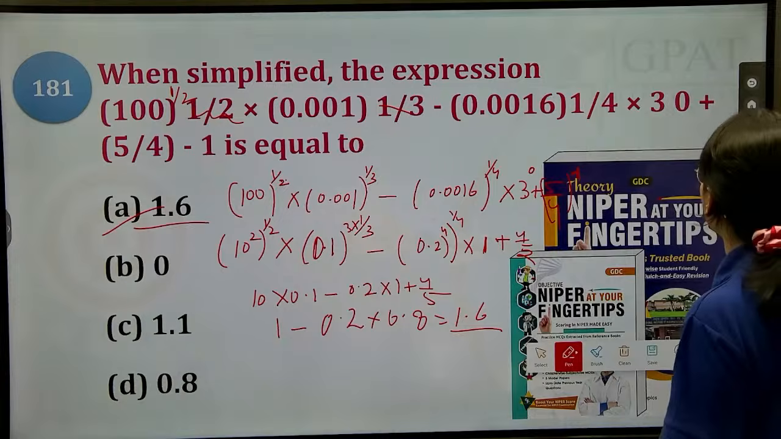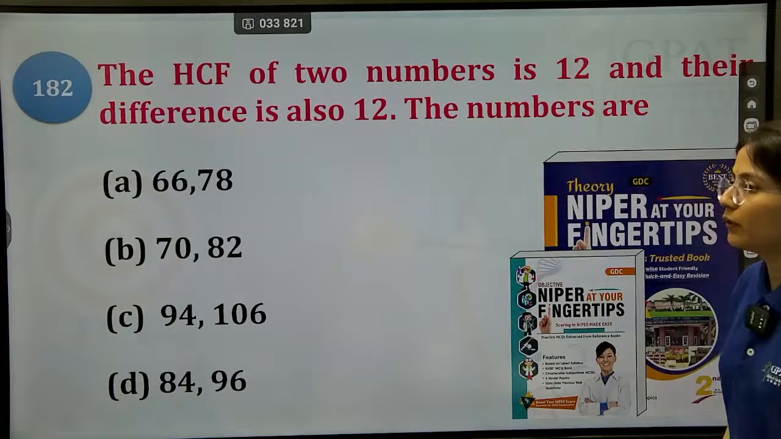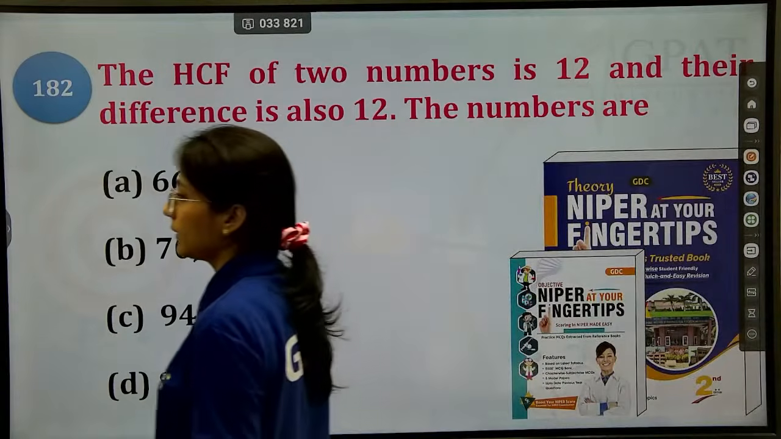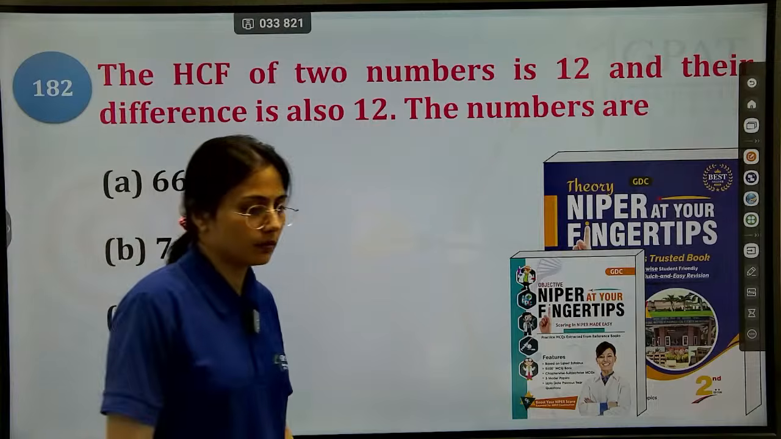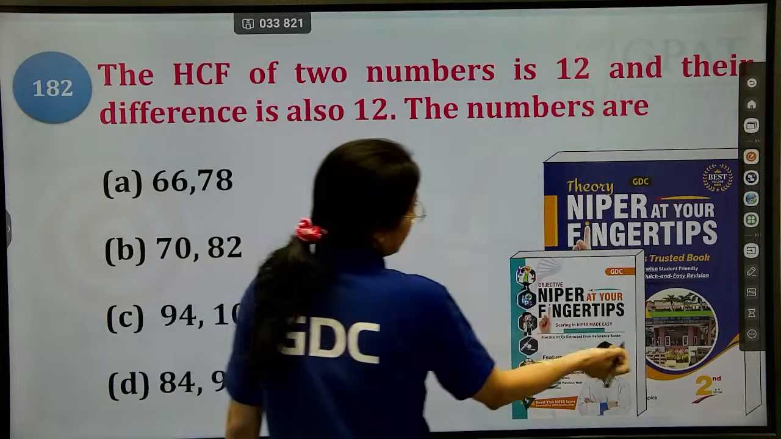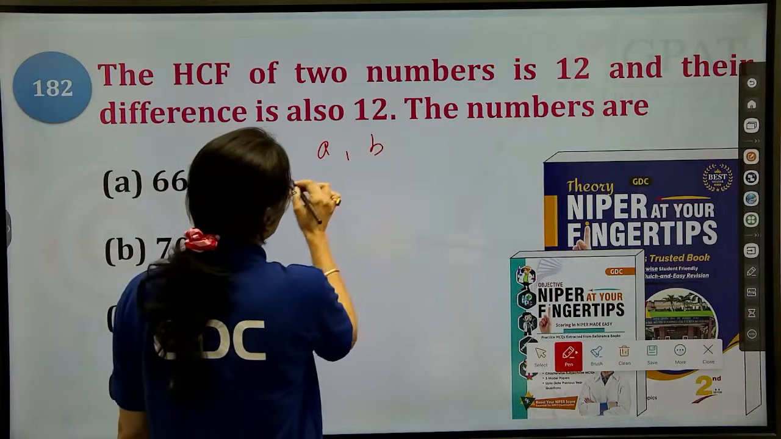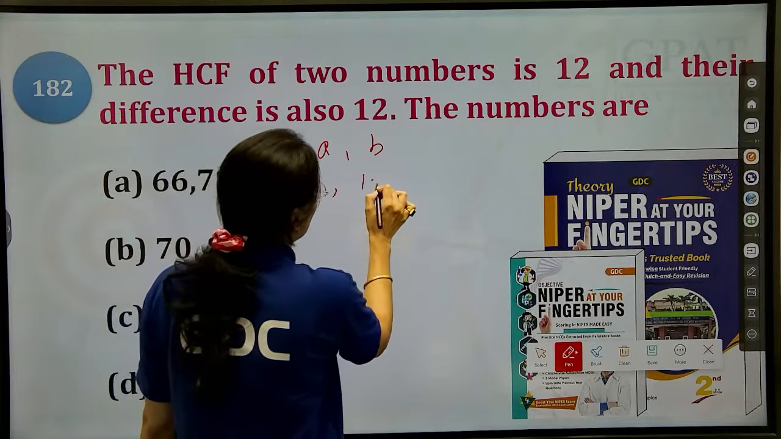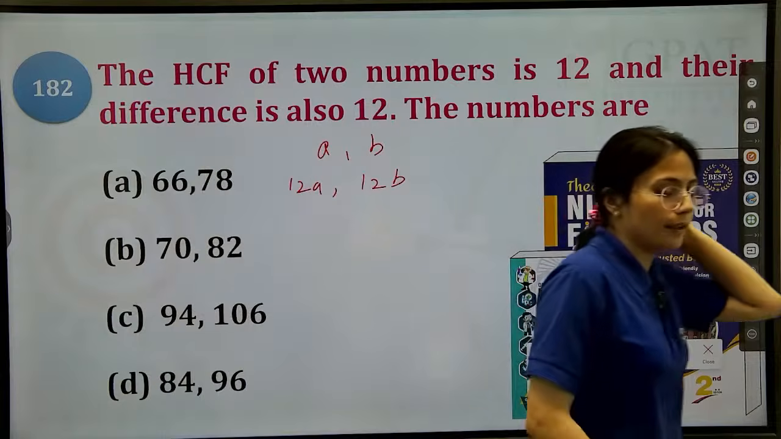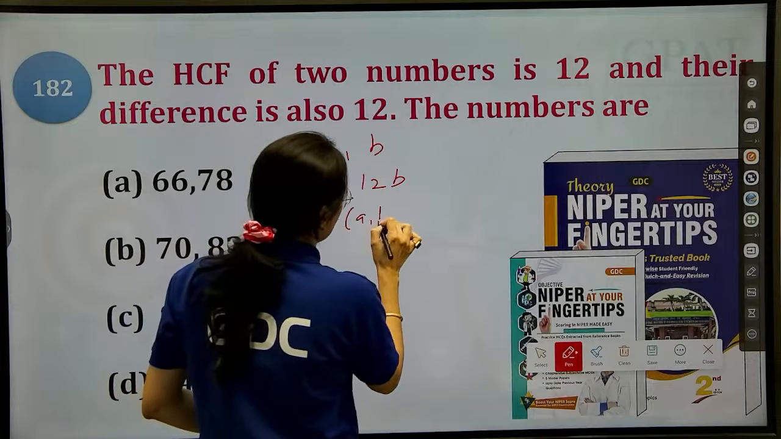Okay, now move to the next question. The HCF of two numbers is 12 and their difference is also 12. You have to give the numbers. Let the two numbers be A and B. So the HCF is 12, that is 12A and 12B. When you find the HCF of A and B, you will get 1.